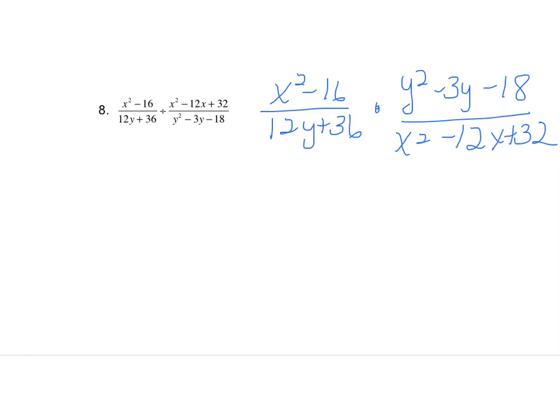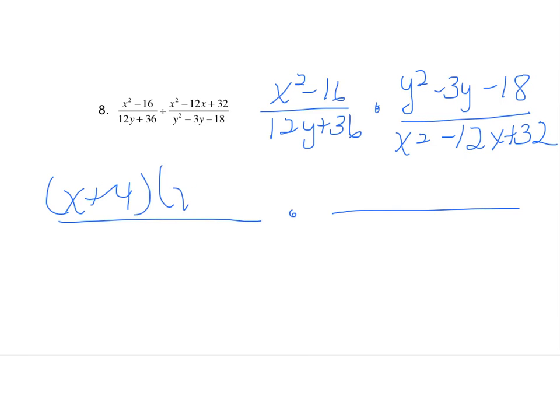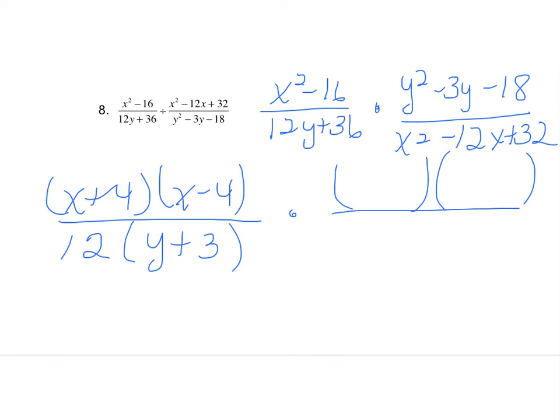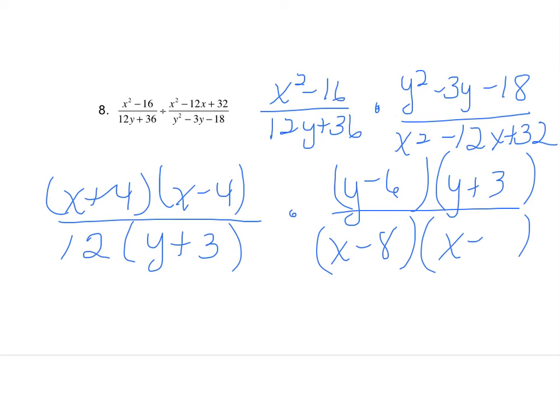Okay, the object of the game is to factor and cancel as much as I can. So this is difference of squares, x plus 4, x minus 4. GCF of a 12 and get y plus 3. 2 binomials and get y minus 6, y plus 3. Down here, 2 binomials and get x minus 8 and x minus 4.